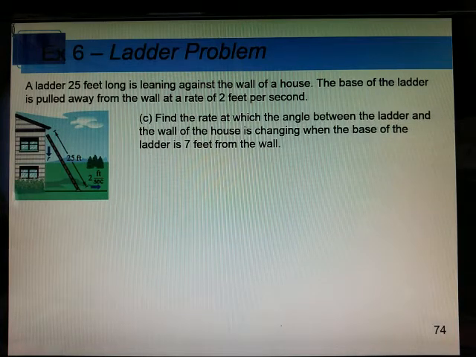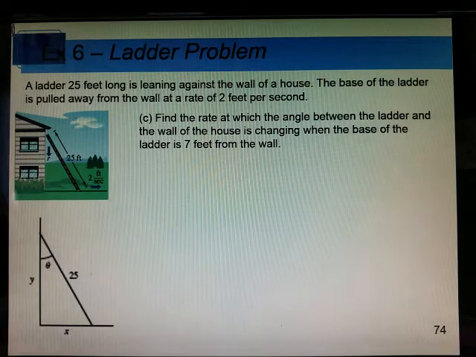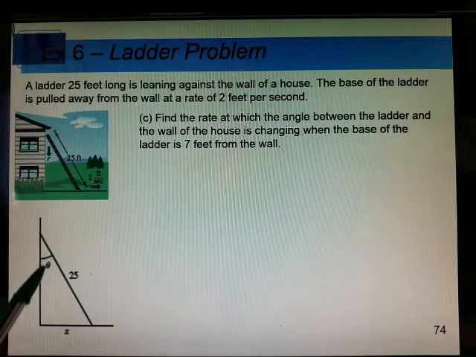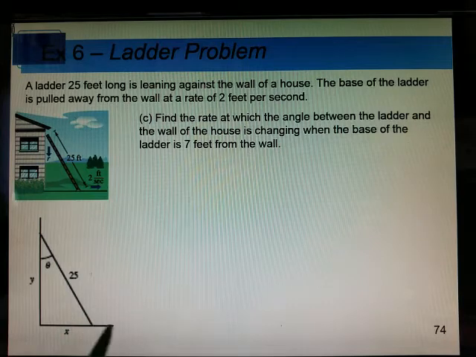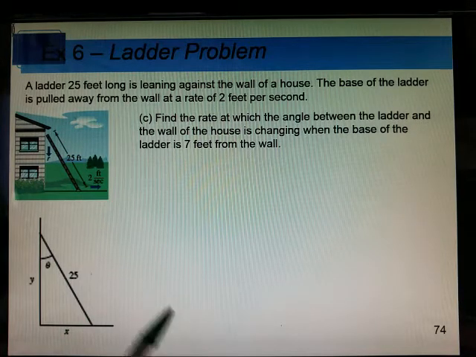Same story. So we know dx/dt, we know dy/dt, we know when x is 7, we know that y is 24. Let's see what we need to do here. Now it's saying find the rate at which the angle between the ladder and the wall of the house is changing. So this time I want to know this angle between the house and the ladder. So as this is going out, isn't that angle getting bigger? See, as this goes out, the angle down here is smaller.